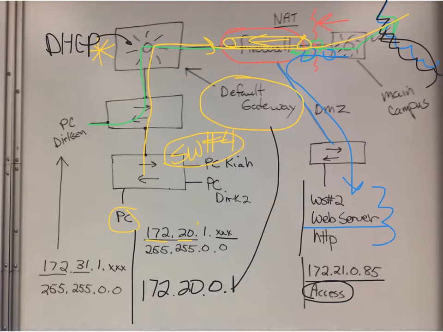172.20 is the network part of the address, and this is the interface part, sometimes called the host part. This 255 marks that part of the network. My PC, which has a different route out, has its own network part of the address. You can see they're on different networks because that's a 31 and this is a 20. The only way networks like this can talk to each other is if the traffic gets routed through a router.